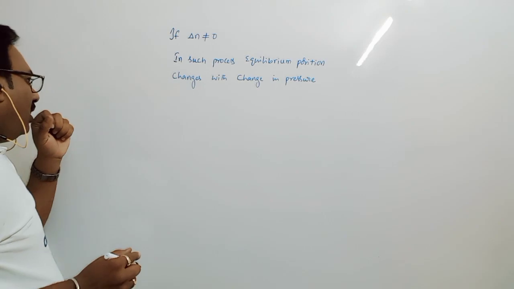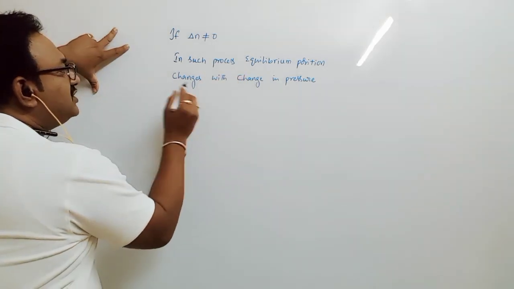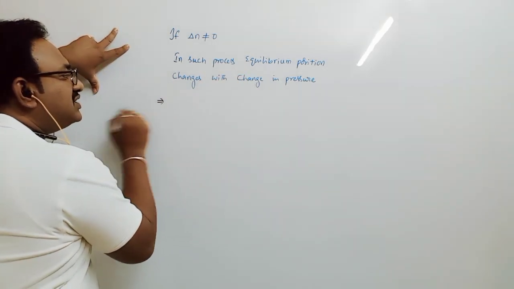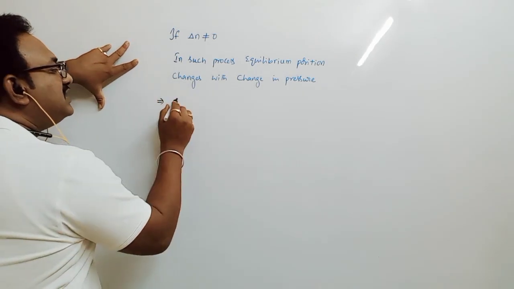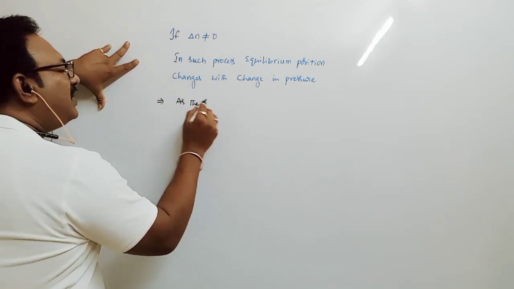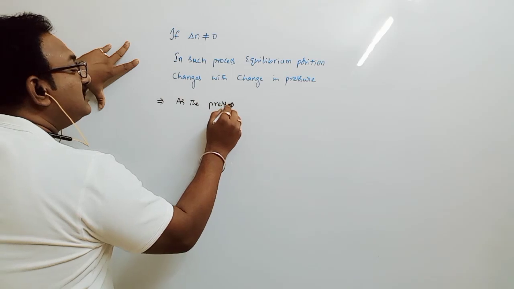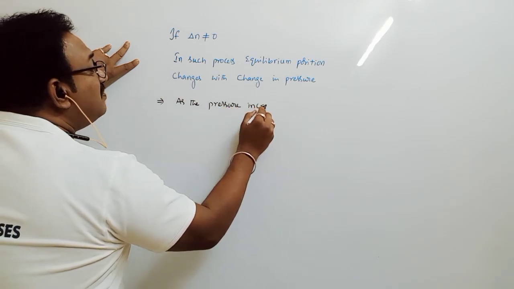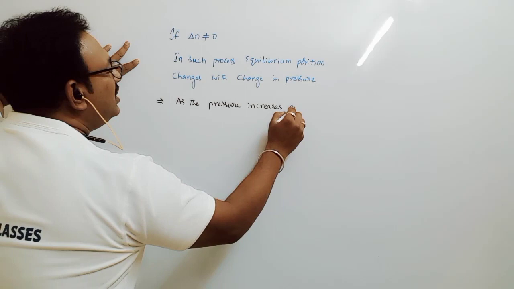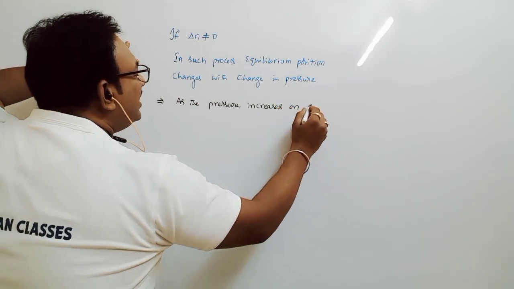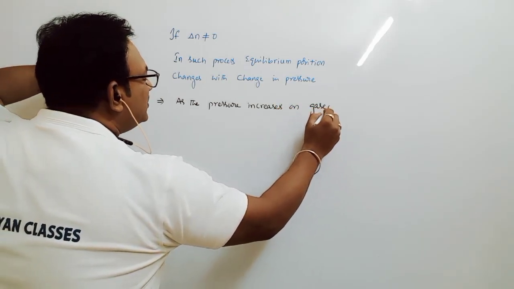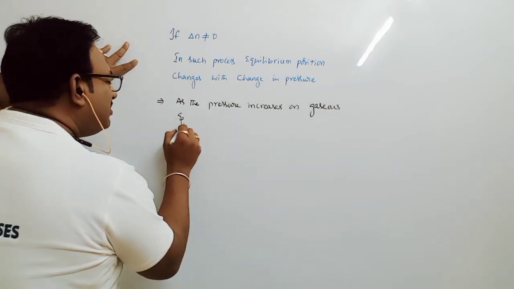इसमें shortest way कैसे हम explain कर सकते हैं? See, as the pressure increases on equilibrium system. We used to take always a gaseous equilibrium system.